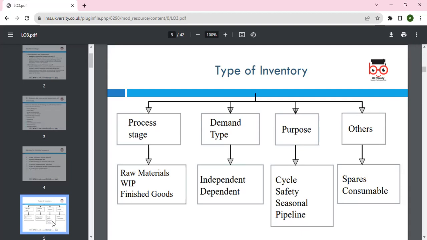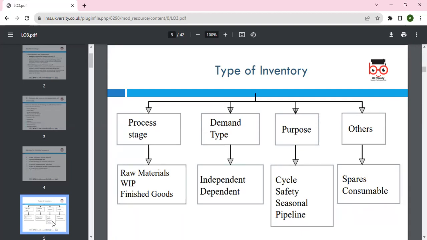That's your finished goods. Then demand type: independent and dependent. Dependent demands depend on a number of factors. For example, if there is more house building, the demand for wood, sheets, or building material will be higher.